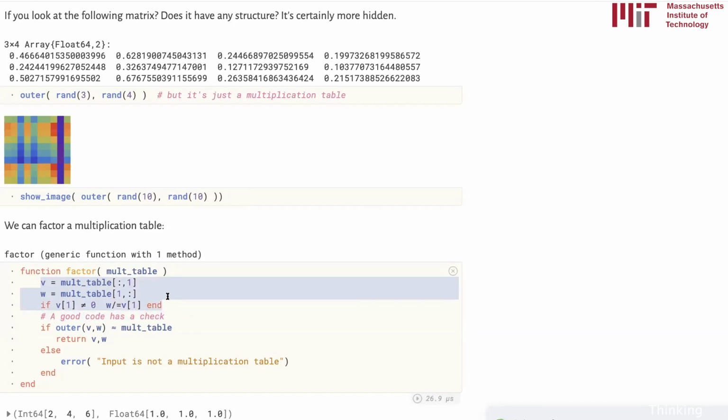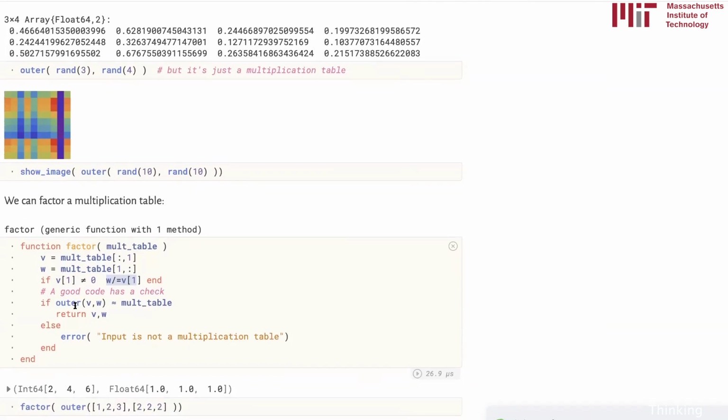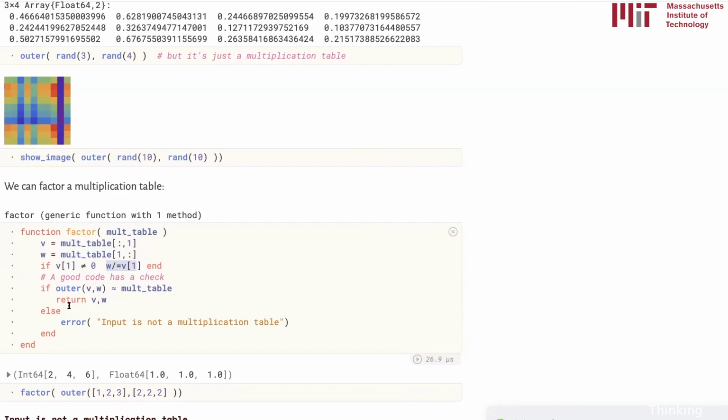It's very simple, really. If you have the multiplication table, you take the first column of your table, call it V, and the first row of your table, call it W, and most of the time you can just take W divided by V of 1, and that'll give the right answer. You can't divide by 0, and if it was a 0, it would be all zeros anyway, so you can just do a check for that. I think it's a good idea to check if you actually get something that's approximately equal to your table. Otherwise, you could tell the user that the input is not a multiplication table.